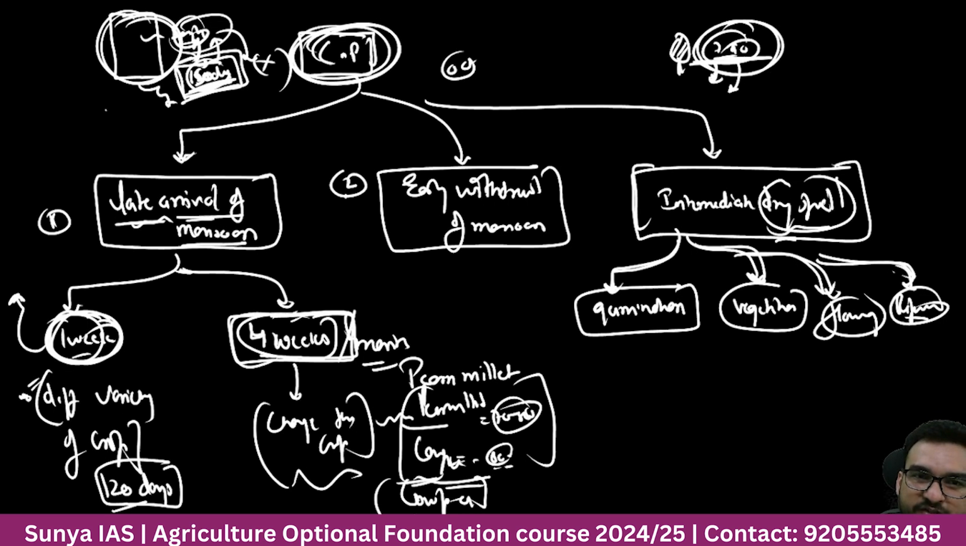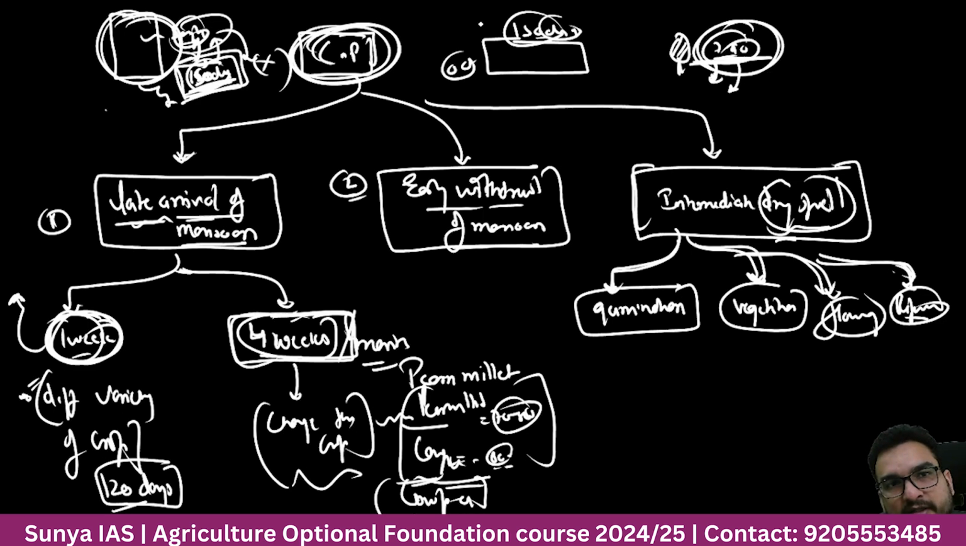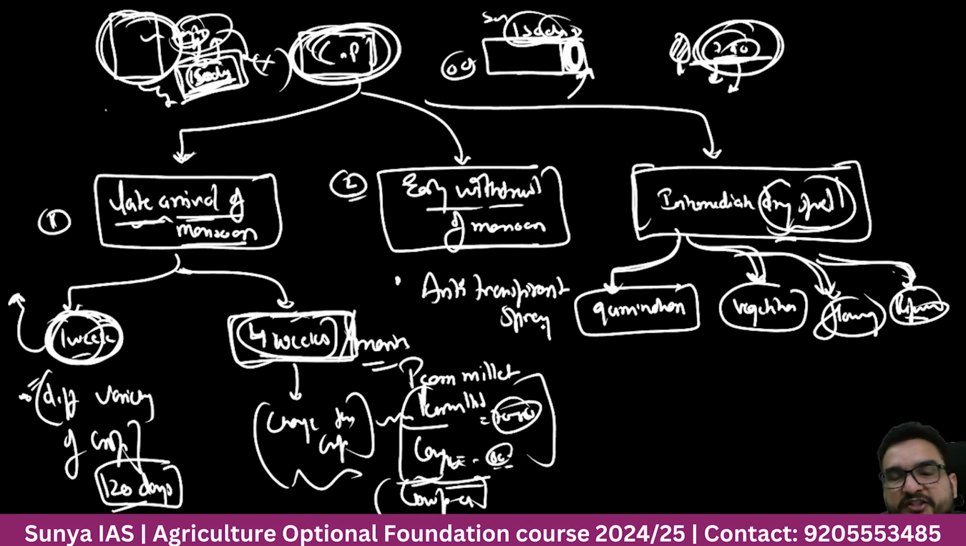Now the second condition which you are seeing is early withdrawal of monsoon. Monsoon is withdrawing early. I need 150 days for my sorghum to grow, and the water requirement is there at the end stage also, but monsoon is withdrawing early. So what will happen now? There will be no more rainfall, there will be no water. So I have to conserve the available moisture in the land, right? So what will I go for? Anti-transpirant spray, so that I can retain the moisture which I have already got with the presence of monsoon. I will hold that moisture in the plant only.